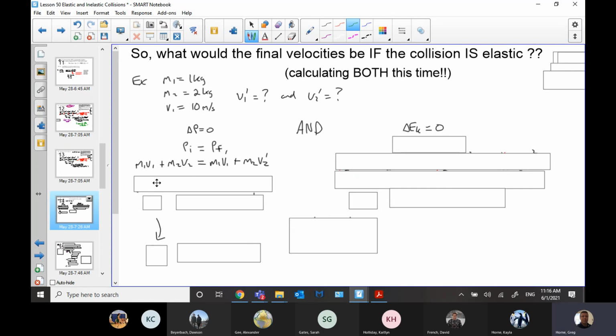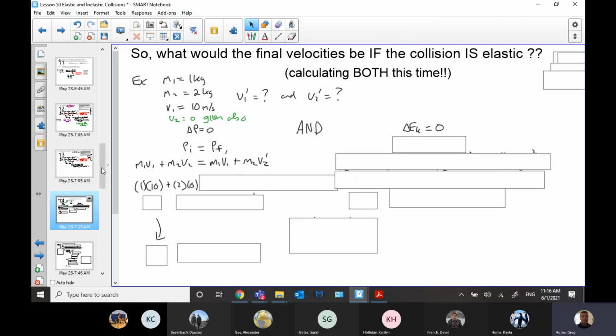So we start to plug in numbers. I've got M1 is 1 kilogram, V1 is 10, and M2 is 2 kilograms. I didn't write it in there, but the initial one was colliding with a stationary M2, so V2 equals 0 was given as well. Let me write that in there. It wasn't obvious, but that's what was happening in all of these cases.